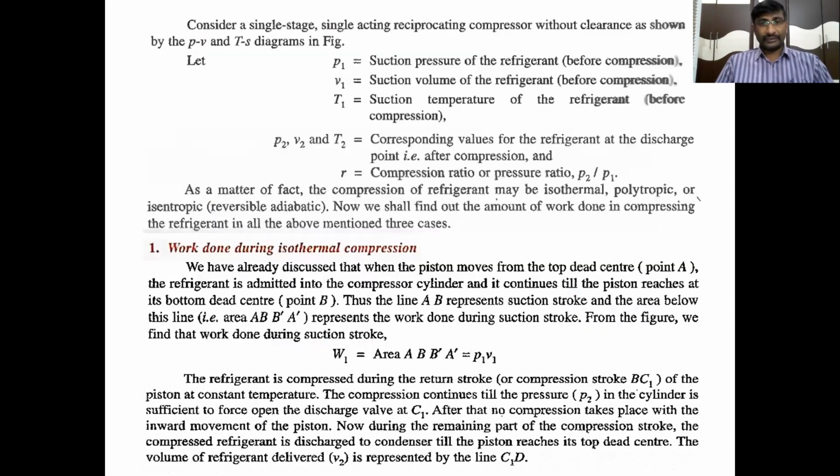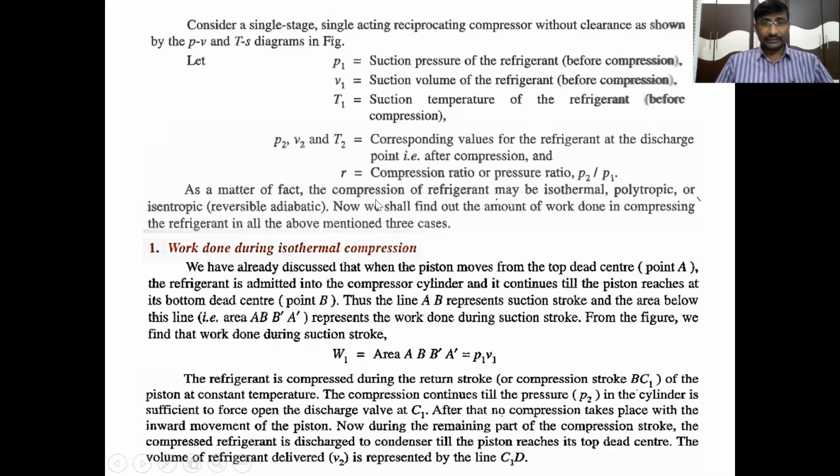Let us derive the equation. Consider a single stage, single acting reciprocating compressor without clearance as shown in the PV and TS diagrams. Let P1, V1, T1 be the pressure, volume, and temperature at inlet, and P2, V2, T2 the corresponding parameters at outlet. R is the compression or pressure ratio, which is equal to P2 by P1.